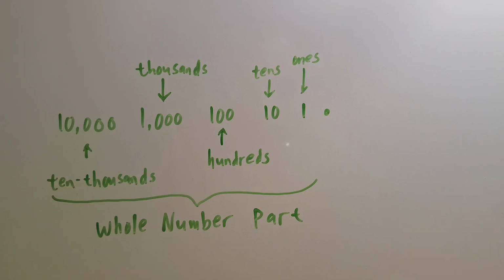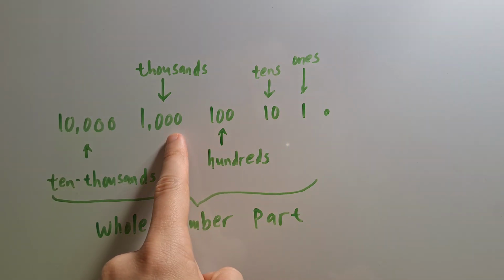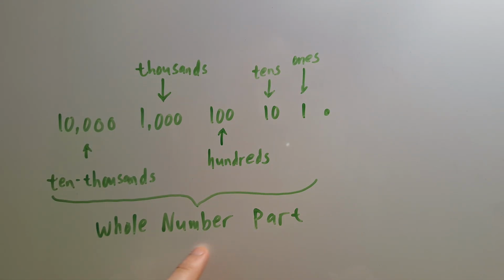Hello everyone, in this video we're going to talk about decimal place value. So I went ahead and drew the whole number part that we're familiar with. We have the ones, tens, hundreds, thousands, and 10,000s place. Wrote them all out in words and then labeled here whole number part.